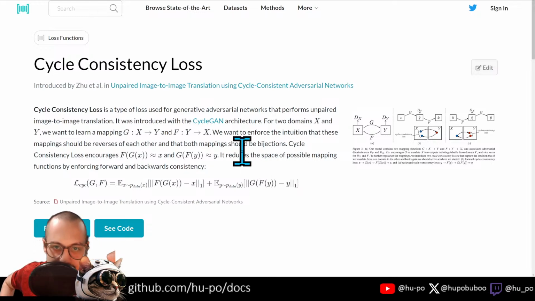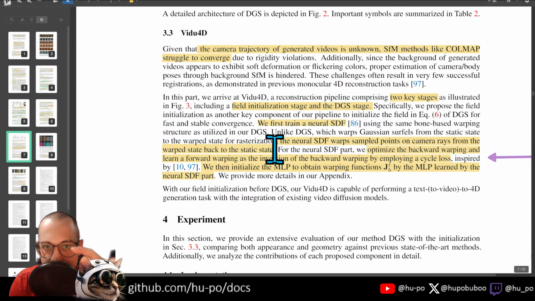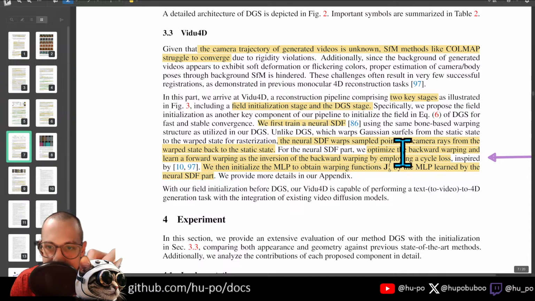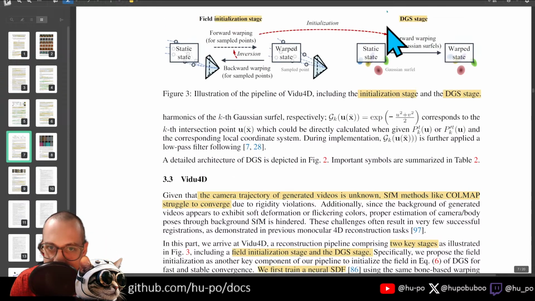You're just pushing gradients, but you're pushing gradients in a way that's saying, okay, I'm learning this mapping, this warping, and I can also get the inverse of that warping. So if I warp and then inverse that warp, I should get the same thing back. And that's what this cycle loss is. So they're using this to make sure that this neural SDF is properly warping their Surfels.